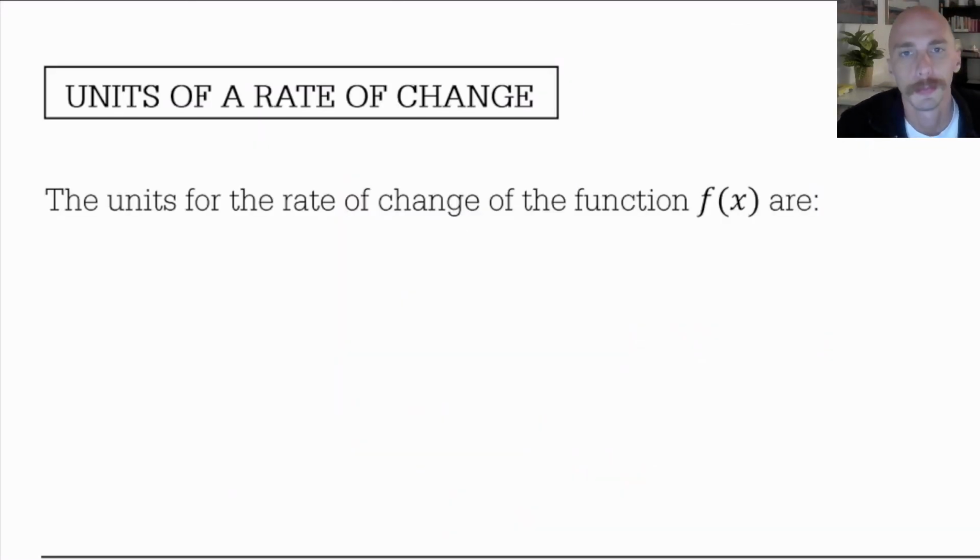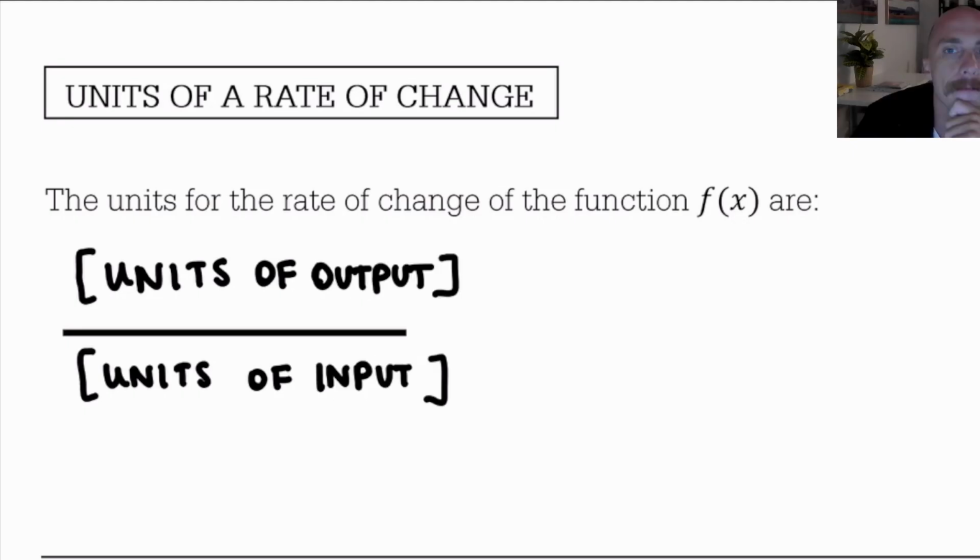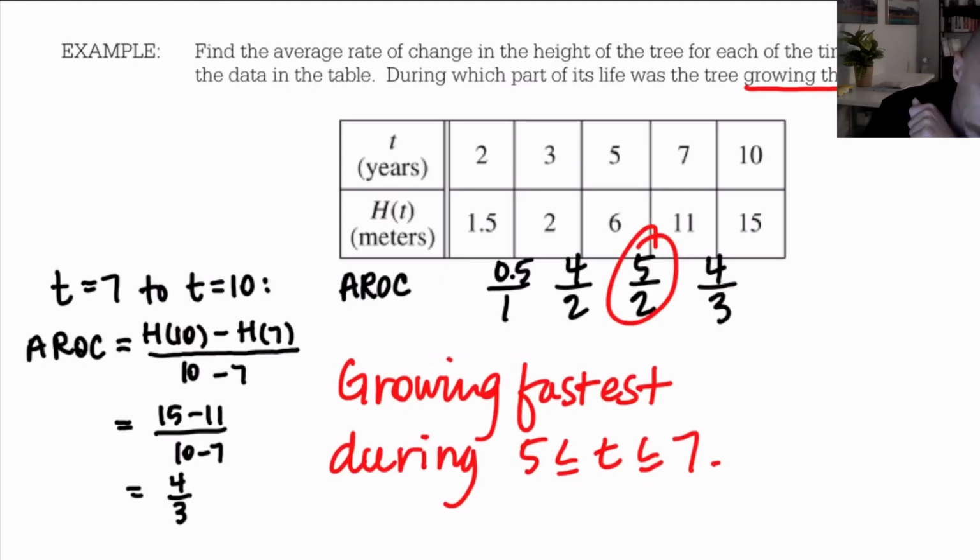I kind of already talked about this a little bit before we even got into defining average rate of change, but the units for the rate of change for the function f are going to be the units of f divided by the units of x. But in the case that it wasn't f of x, if we were just talking about inputs and outputs, I would say the units for the rate of change are going to be units of output divided by units of input.